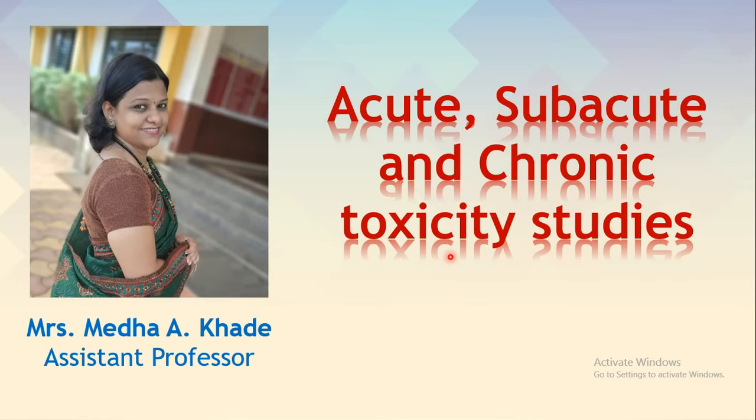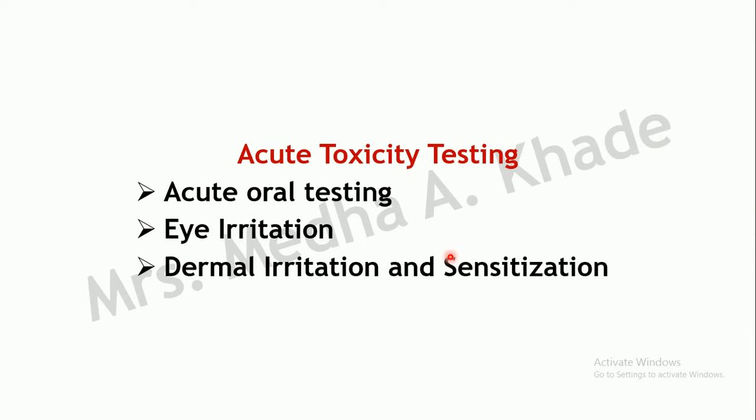Okay, so under in vivo studies we had seen that it can be divided into three types depending upon the duration of the studies. It can be acute, subacute and chronic toxicity studies. We had started with acute toxicity testing, which includes three types of tests depending upon the route of exposure. We have covered the acute oral testing in the last video. So now in today's video we will cover the eye irritation test and the dermal irritation and sensitization.